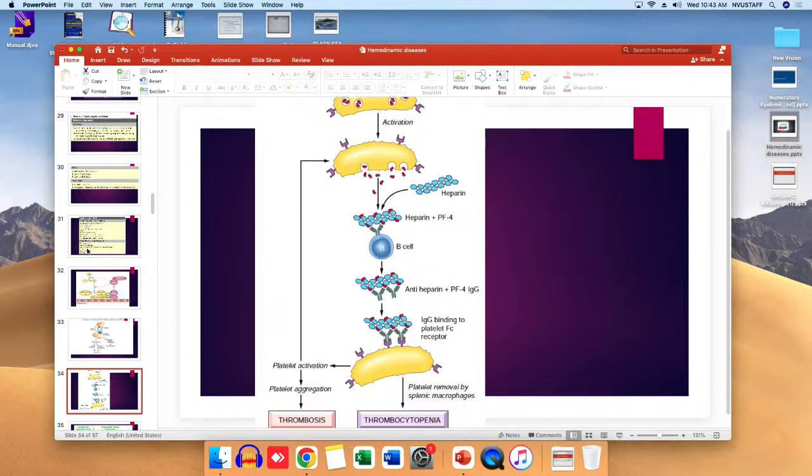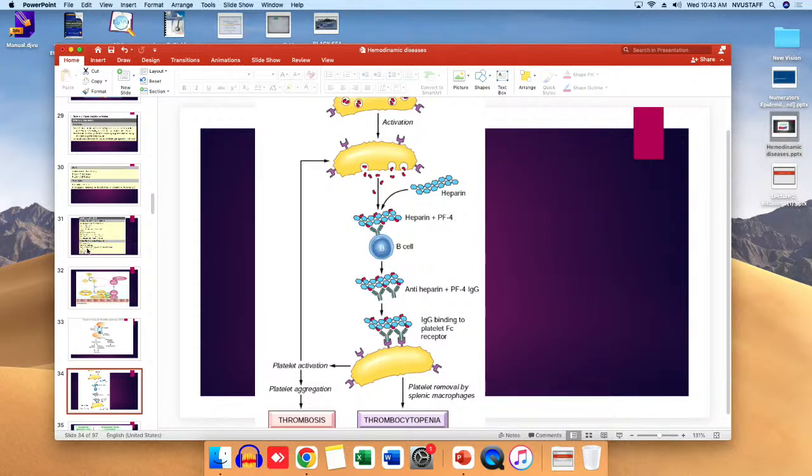Sometimes when heparin binds to platelet factor 4, as you see here, this heparin platelet factor 4 complex binds to B cells. Specific antibodies are produced which bind to those platelet factor 4 molecules already bound to heparin, and this binding activates platelet factor 4, and platelet factor 4 activates thrombocytes and leads to thrombosis.